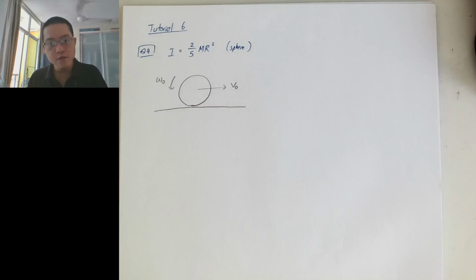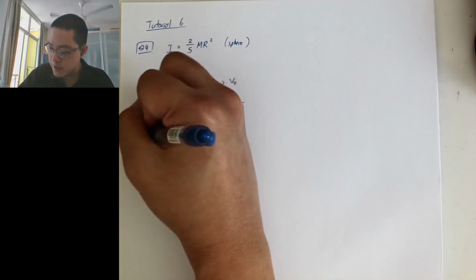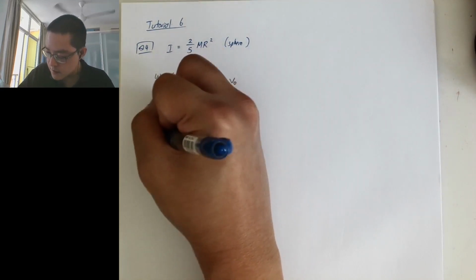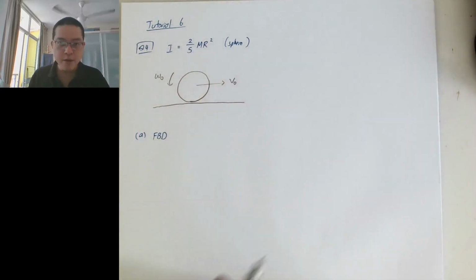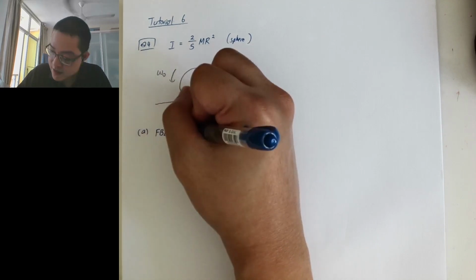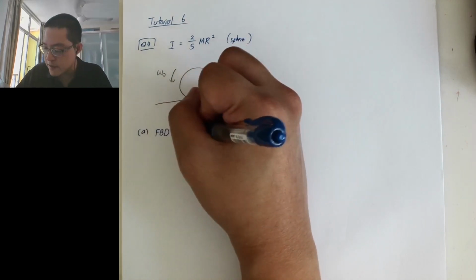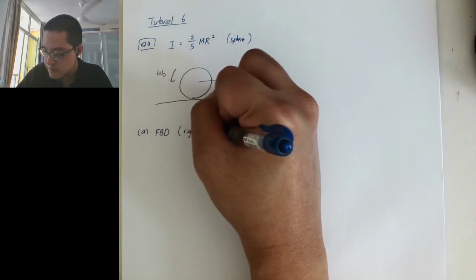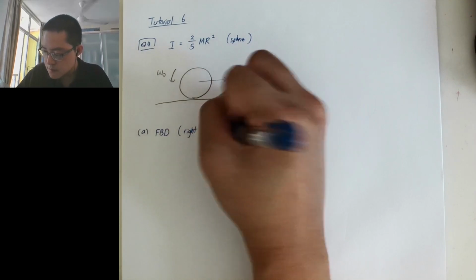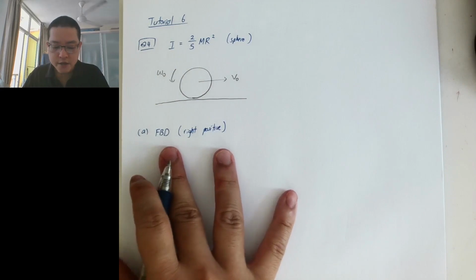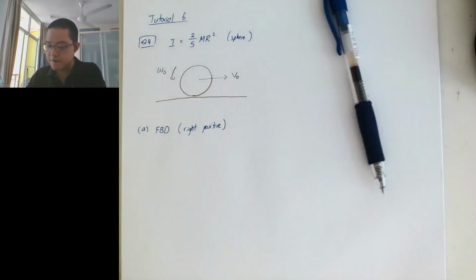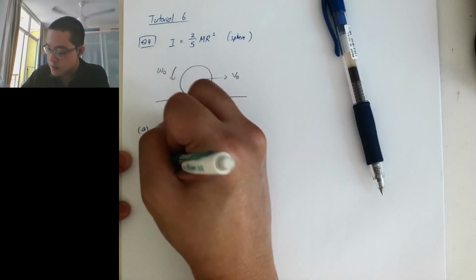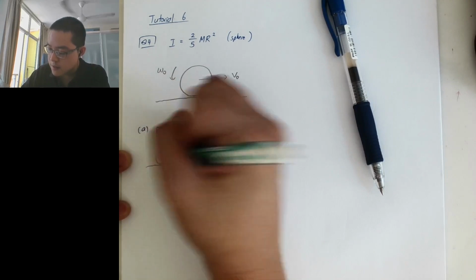So how do we solve this situation? We draw the free body diagram. When we draw a free body diagram, it is always good to be clear what your positive and negative direction is. So I'm going to call the right direction positive. What are the forces acting on this object?